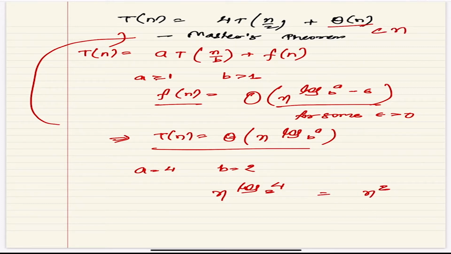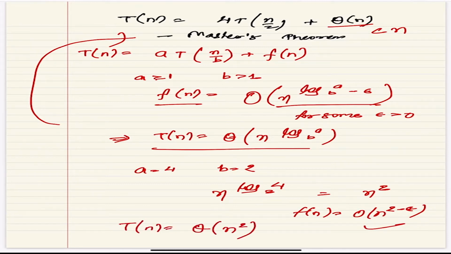Can I write f(n) as order n to the power 2 minus epsilon? Yes, I can find this epsilon greater than 0 such that this works. So that is true. Then T(n) is theta n squared. Now, first of all, this is easy to use. Fine, that is a good part.